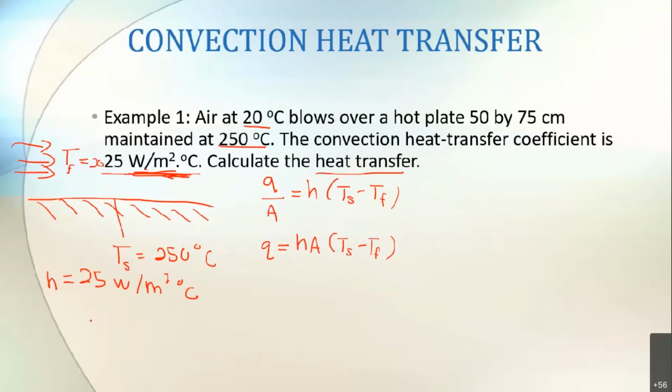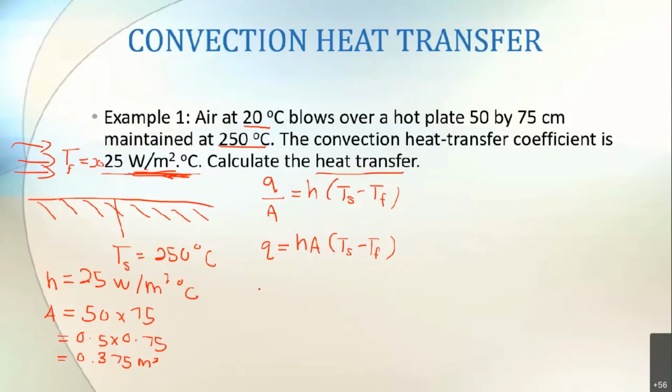To find the value of A, you are given the dimensions 50 times 75. Change it into meters, so 0.5 times 0.75, and you get a value of 0.375 meter squared. If you look at the equation, you know the value of h, you know the value of A, you know the value of T surface, which is your wall temperature, and you know the value of T fluid, which is the temperature of air.